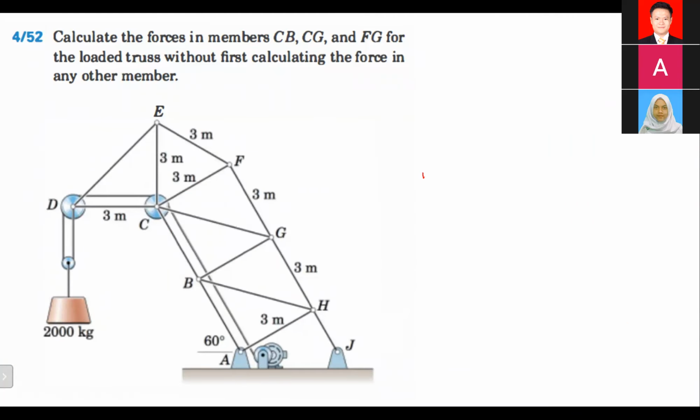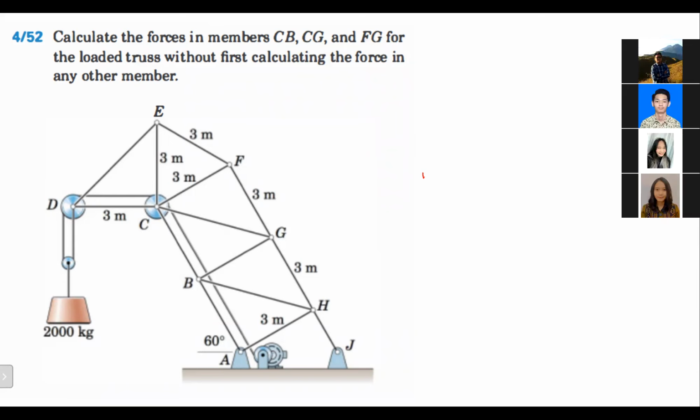This is another case about a pulley, and I think for this one I will give it as part of your homework later, because the way to solve it is quite the same as the previous problem that we discussed just now.